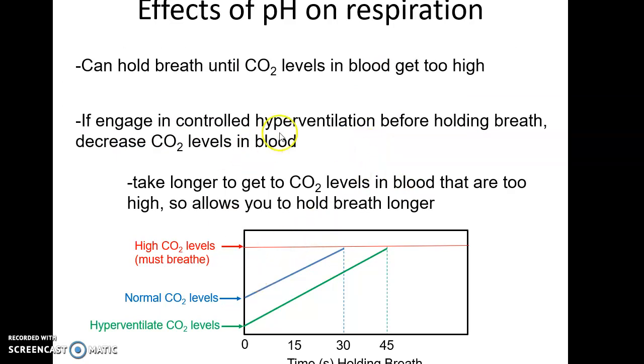So basically, you can make it easier to hold your breath longer by hyperventilating a little bit before you hold your breath. So you have your normal level of carbon dioxide in your blood. When you hold your breath, you can hold it for a certain amount of time before the CO2 levels get so high that you feel like you absolutely have to breathe. If you hyperventilate, you lower the carbon dioxide levels in your blood. It's now less. And so that means it takes more time for the carbon dioxide levels to build back up before you feel you absolutely have to breathe.